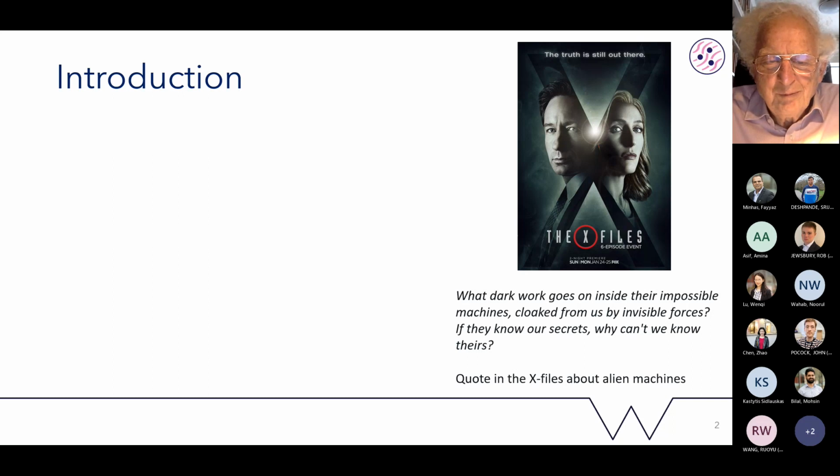This was originally spoken about machines built by aliens, but I also feel that this is very true about cancer cells. What goes on inside their impossible machines, and how can we know their secrets? That is what we mean by histological characterization, both at the cell and at the tissue level.